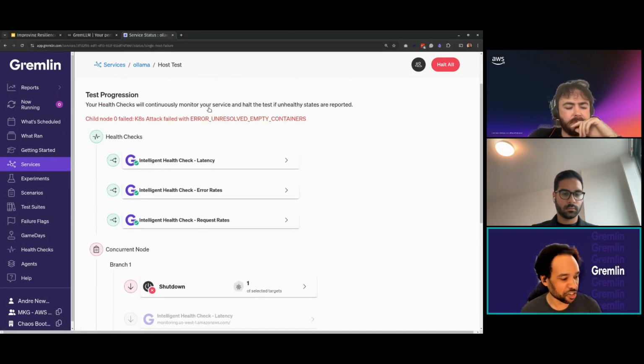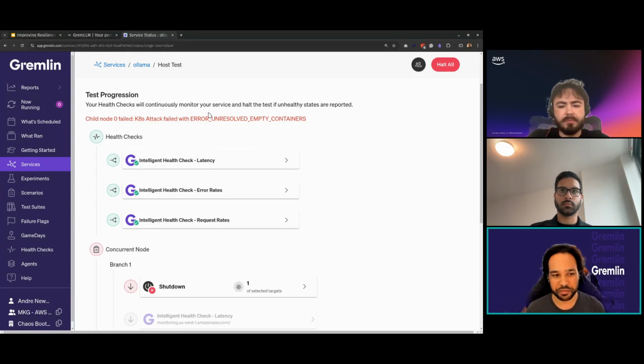In this case, I need to go back in and check my Ollama deployment, see maybe why my containers, or rather why my pods aren't deploying containers. Maybe one of them failed when I was running my query in the background. Maybe they're in the process of restarting and I just wasn't able to target them.